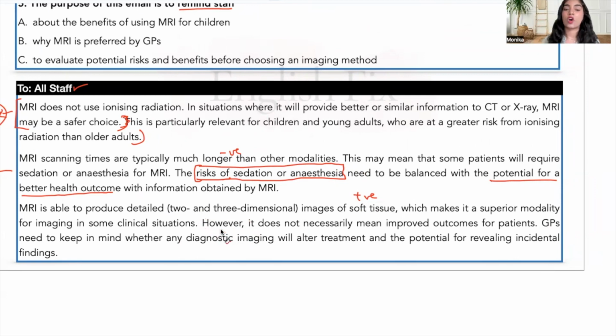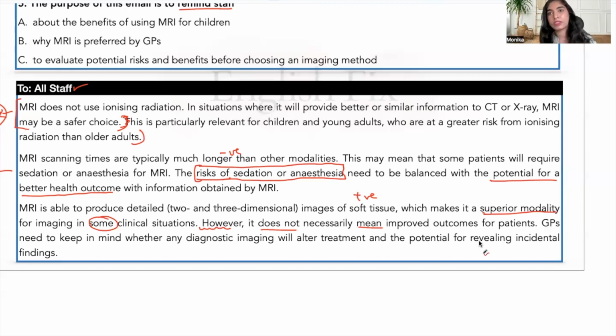However, just because it is far superior to other modalities in some clinical situations, not all, in some particular clinical situations, right? It's a superior modality, but that does not mean improved outcomes for patients. So just because you can see the 2 and 3 dimensional images of the soft tissue does not mean the treatment will automatically be better for the patient. So even though we are seeing something positive, we are trying to negate that.